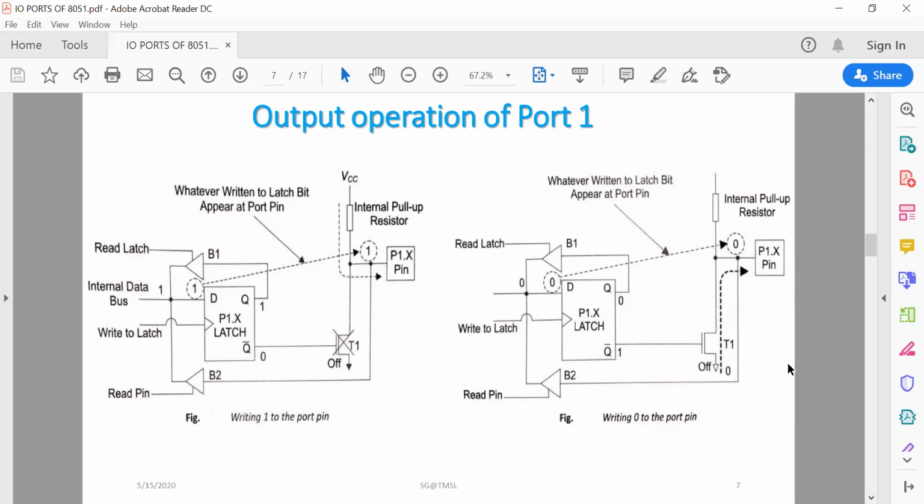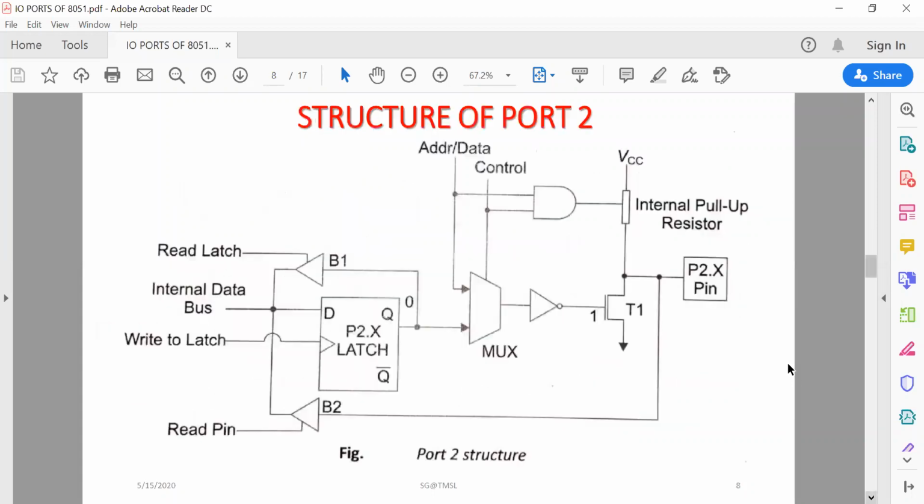This is the configuration of port 1. Now coming to port 2. Port 2 is used as an input or output port, exactly similar to port 1. The other use of port 2 is to provide the higher order address byte to access external memory. Port 0 holds the lower order address, and port 2 provides the higher order address byte to access external memory. So that is the structure of port 2.